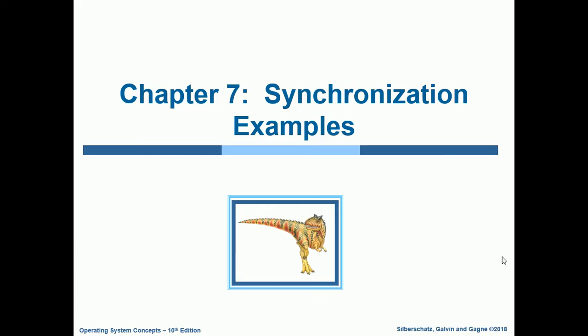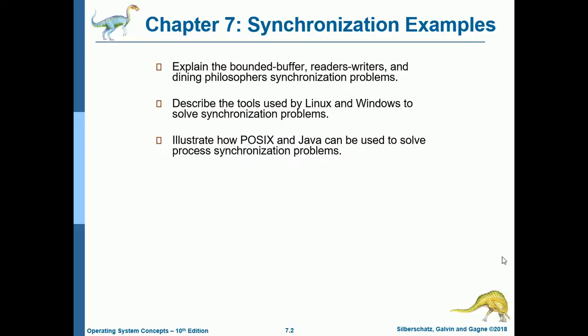So again, chapter 7 is all about synchronization examples. The objectives of chapter 7 are to explain the bounded buffer, readers-writers, and Dining-Philosophers synchronization problems, describe the tools used by Linux and Windows to solve synchronization problems, and illustrate how POSIX and Java can be used to solve process synchronization problems.